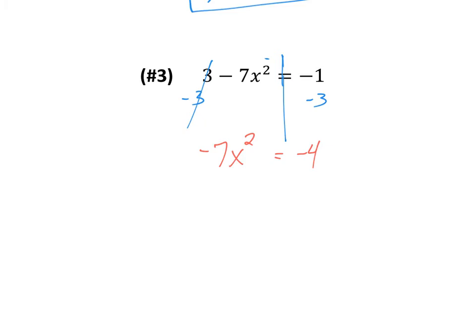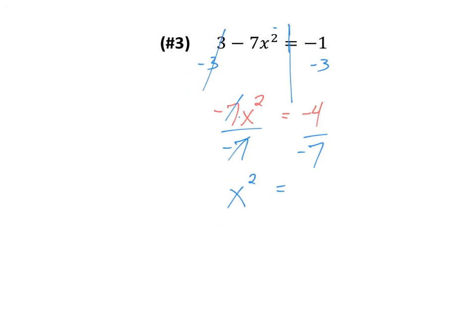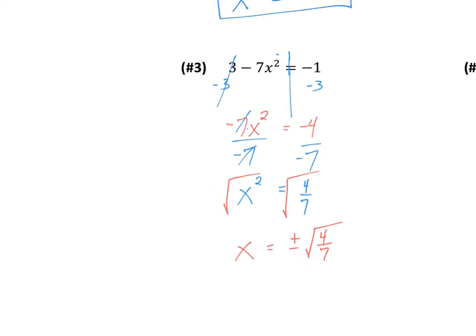All right. How do we get rid of a times negative 7? You would divide by negative 7 to get x squared equals negative 4 divided by negative 7, which is 4 over 7. So it'd be positive 4 over 7. How do we get rid of an x squared? You're going to take the square root. So you would get x equals, we took the square root when we're solving, so it's going to be plus or minus the square root of 4 over 7.